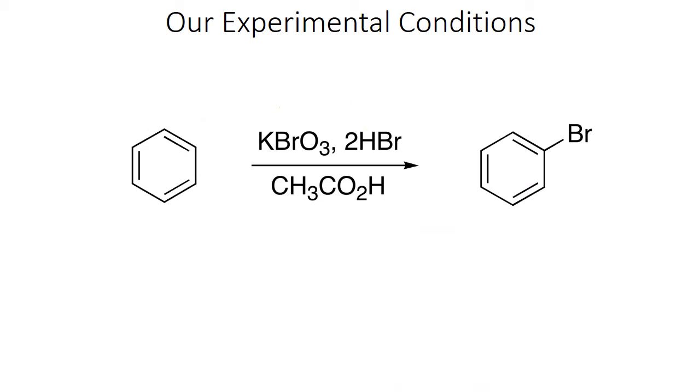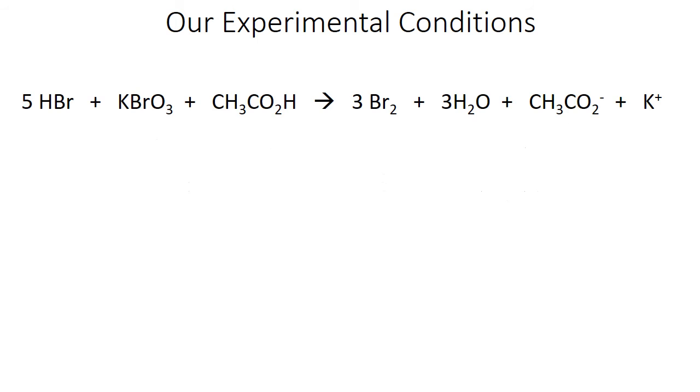These are the reaction conditions that we will be using: potassium bromate, hydrobromic acid, and acetic acid. The electrophile in the reaction is going to be the same, bromonium, or Br+. The stoichiometry is a bit complex. Those 3 reactants are going to combine to form elemental bromine in situ.